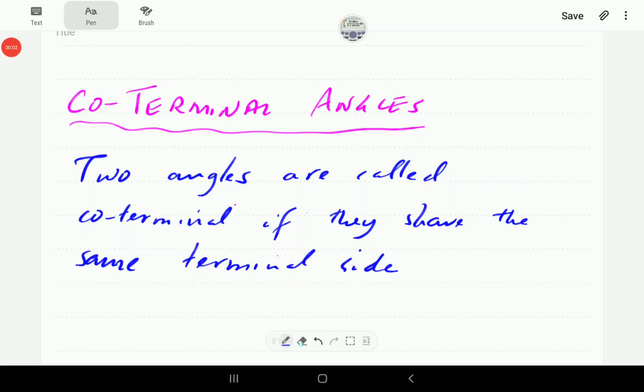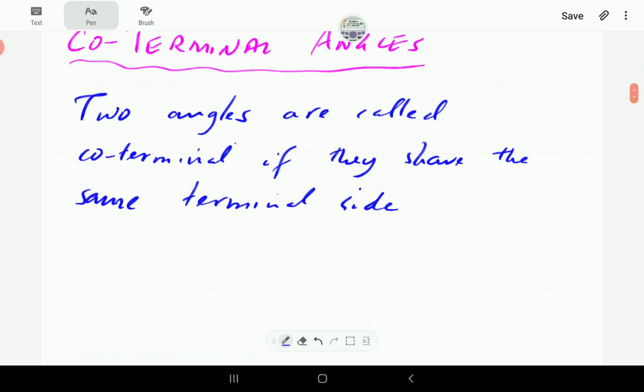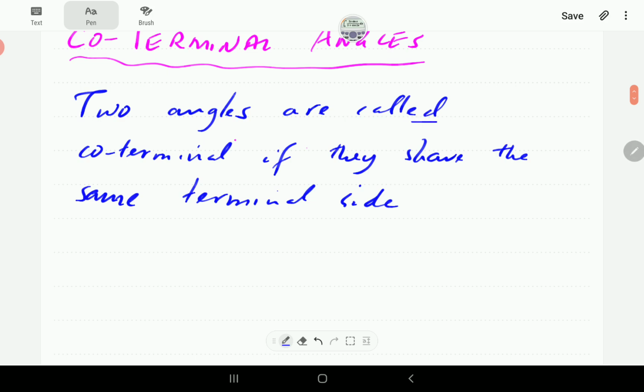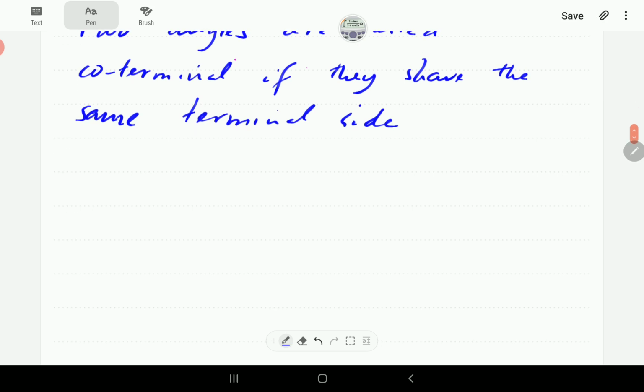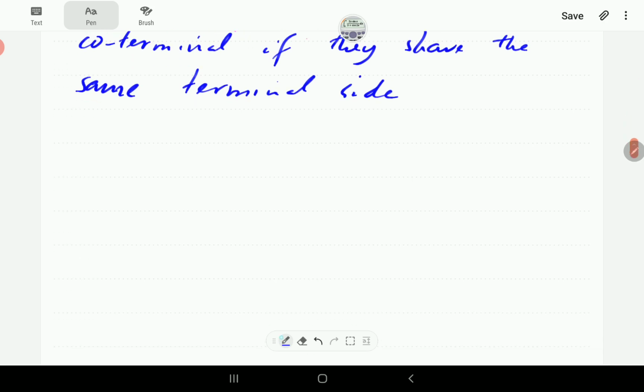Right. In this video, we're going to look at the idea of what we call coterminal angles, and then also we're going to look at the concept of a reference angle. Two angles are called coterminal if they share the same terminal side. So let's look through some examples here.